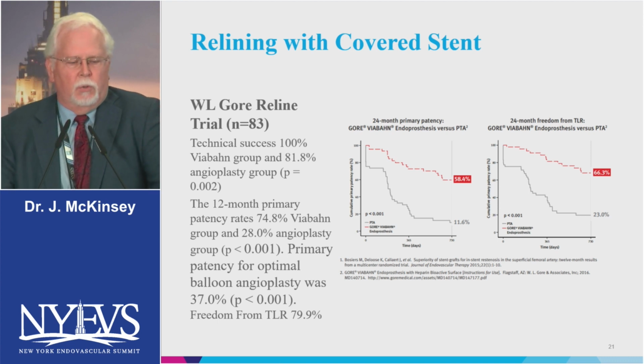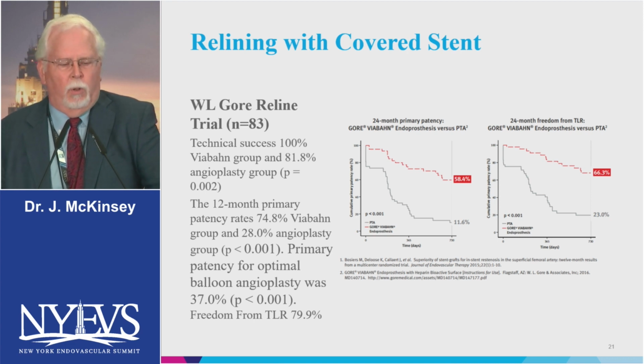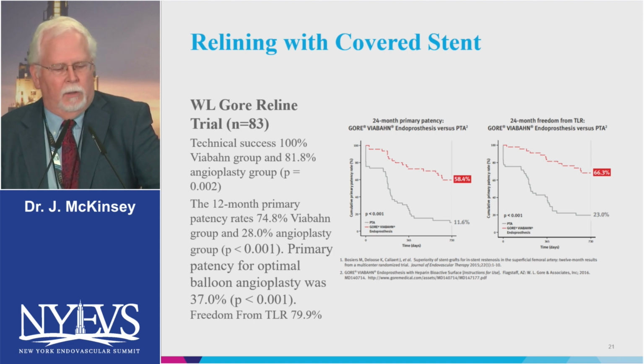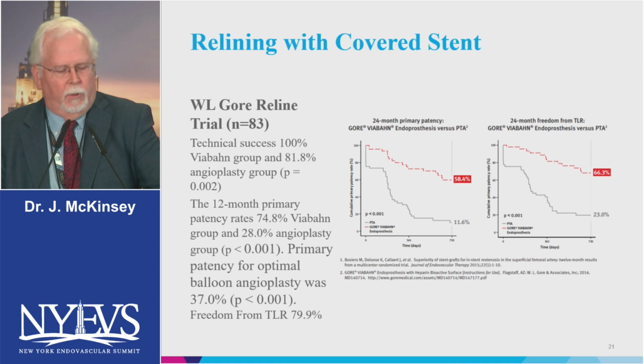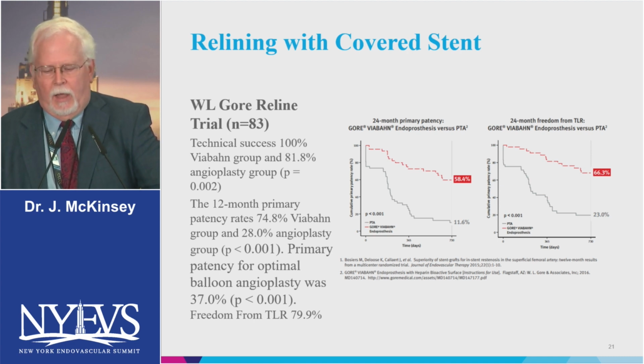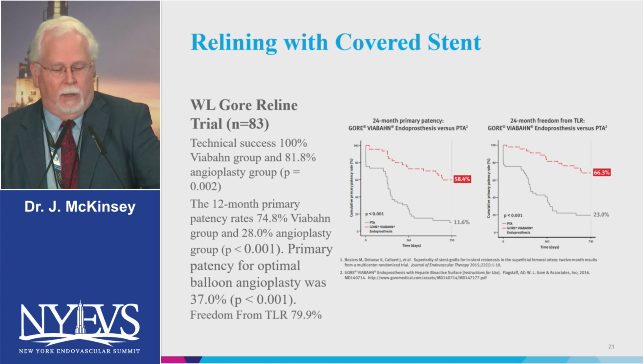So the final thing I mentioned was relining, and especially when I see a lot of stent fracture or other failures, I will come in and reline with an endoprosthesis here, the Viabahn. Gore had run the RELINE trial, which certainly showed initially at 1 year a distinct advantage for using Viabahn over plain balloon angioplasty at 74% primary patency compared to 28% with angioplasty alone. When they carried that out to 2 years, there was still a highly statistically significant advantage for relining, and again, I especially use it in these long segments with significant stent fracture and abnormalities within the stent.